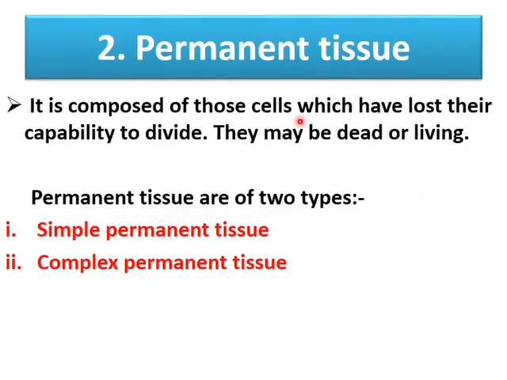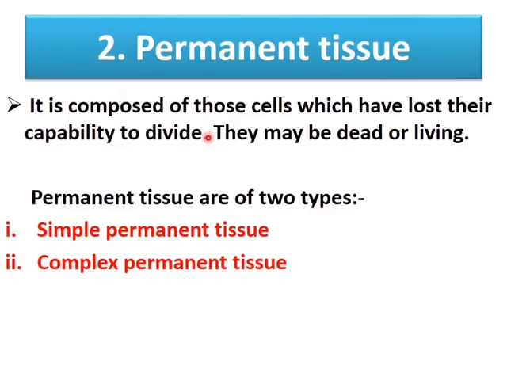I told you that permanent tissue is made up of the cells which have lost their capability to divide, and they may be living or dead also. And this is the main difference I told you about between the meristematic and permanent tissue, that it has lost its capability to divide. But in the meristematic tissue, the cells may divide and form the new cells. Now, the types of this permanent tissue.